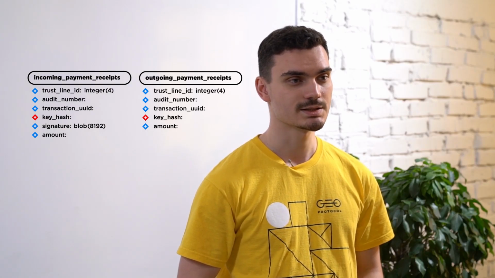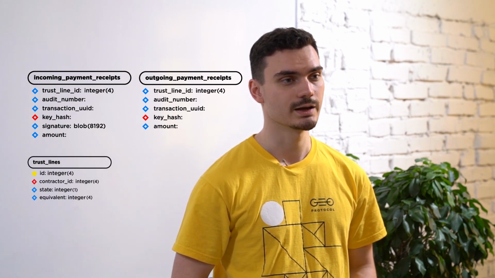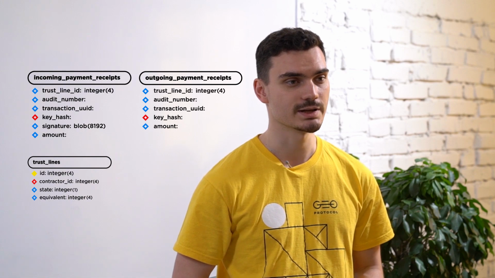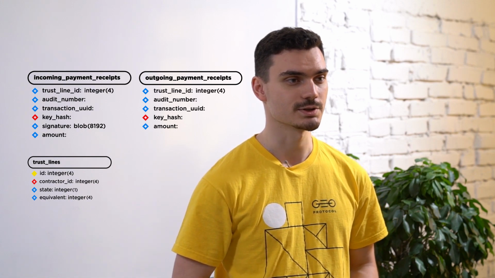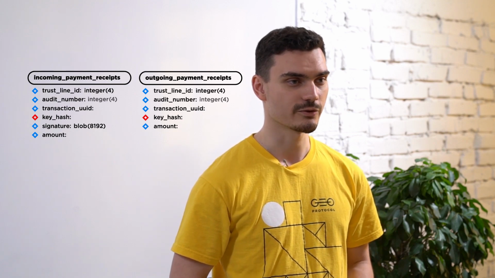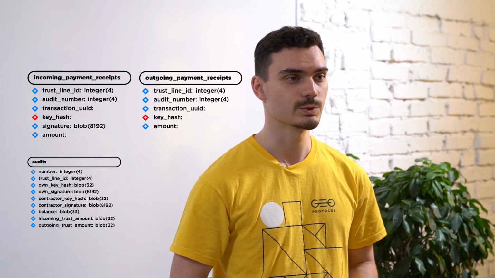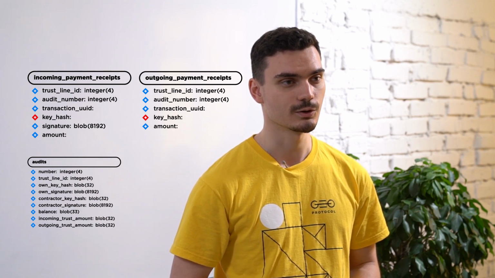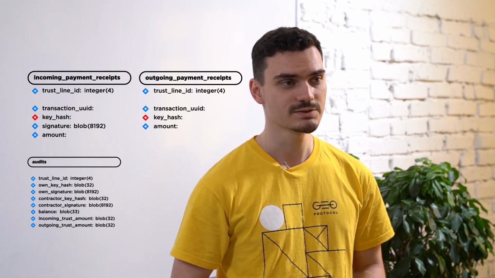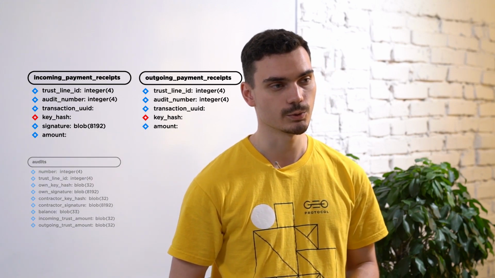amount. Trustline ID field contains the same identifier of a Trustline as that which is located in the ID field of the Trustlines table and is used to relate a receipt to a particular Trustline. Audit number field contains the same identifier of an audit as that which is used in the number field of the audit table. This field defines that the current receipt belongs to a particular audit.